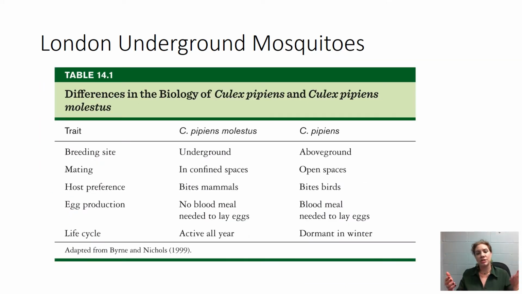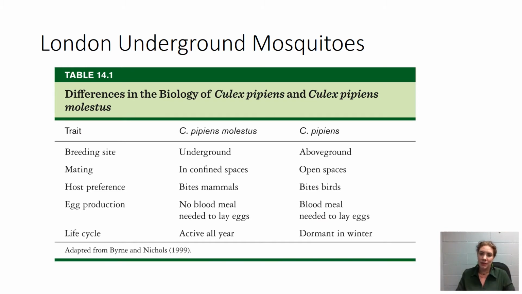So here's what you should actually understand about these particular mosquitoes. Compared to the regular Culex pipiens, the regular mosquitoes breed above ground and the molestus breed below ground. Okay, well, that's a matter of geography. I'm not totally convinced that that's how we should define them as a separate species. The regular mosquitoes tend to mate in open spaces, whereas the molestus mate in confined spaces. Again, how convincing is this? This is just a factor of being underground. It's just a slightly different environment.